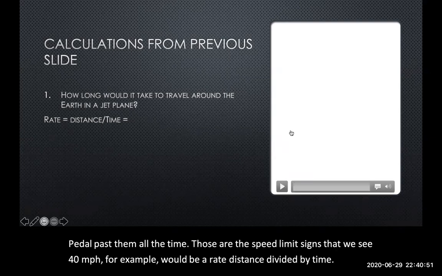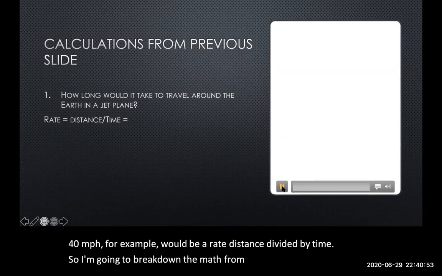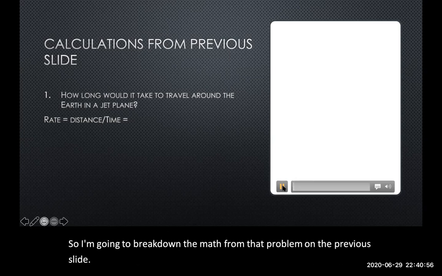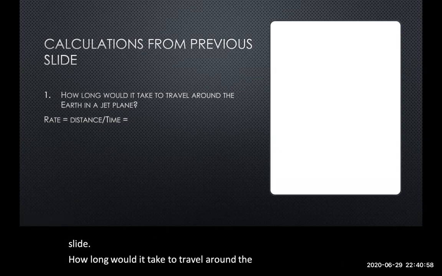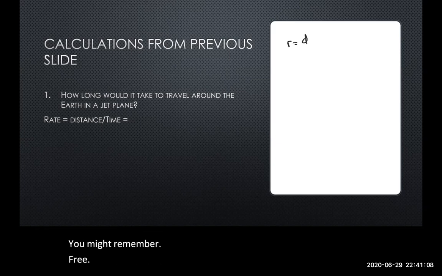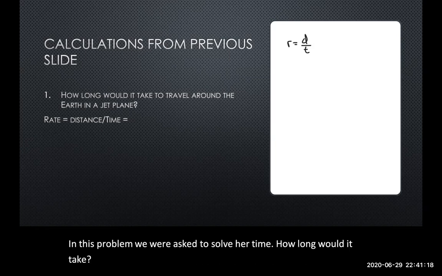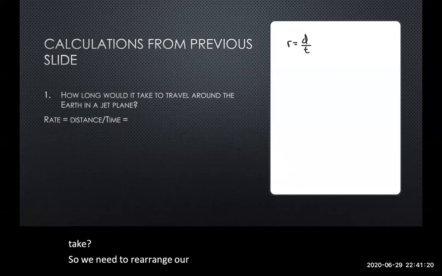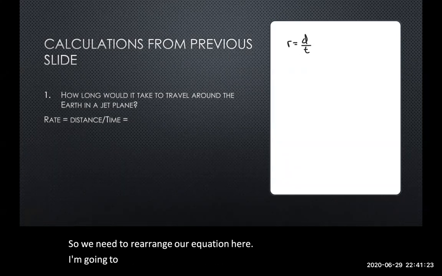So I'm going to break down the math from that problem on the previous slide. How long would it take to travel around the Earth in a jet plane? In order to solve this, we need to consider that we are dealing with a rate problem. And as you might remember, rate equals distance divided by time. And in this problem, we are asked to solve for time. How long would it take? So we need to rearrange our equation here, and I'm going to do that by trying to get time by itself.